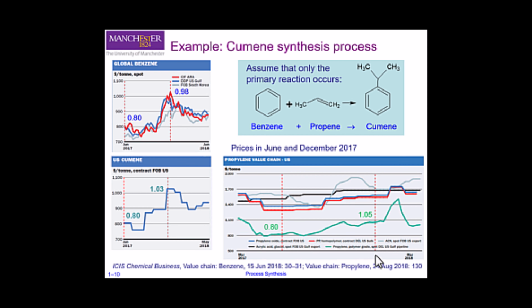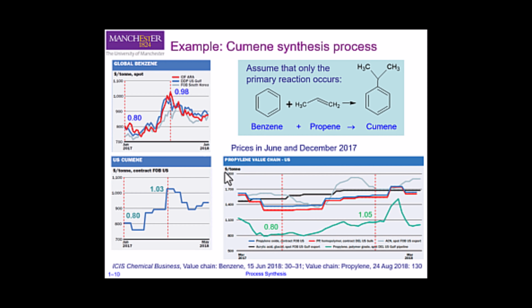Okay, and the graph here, all these graphs, they are the cost estimates of these chemicals over a time period, and these are generated by ICIS Chemical Business. So they regularly publish the prices of these different chemicals, okay, over time. So let's evaluate the economic performance in, let's say, June and December. And here you can read the prices of these different chemicals. For example, here you have benzene, cumene, and propylene.